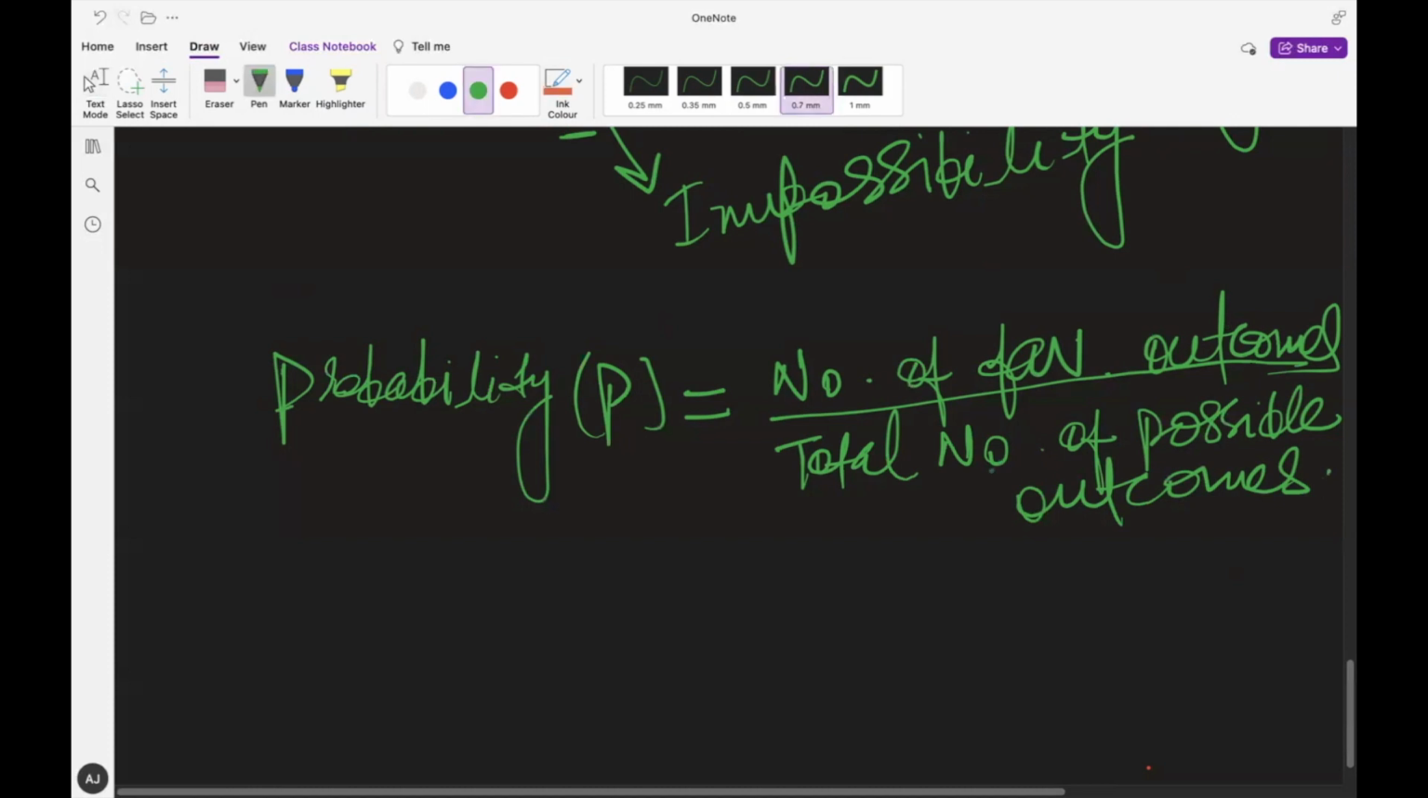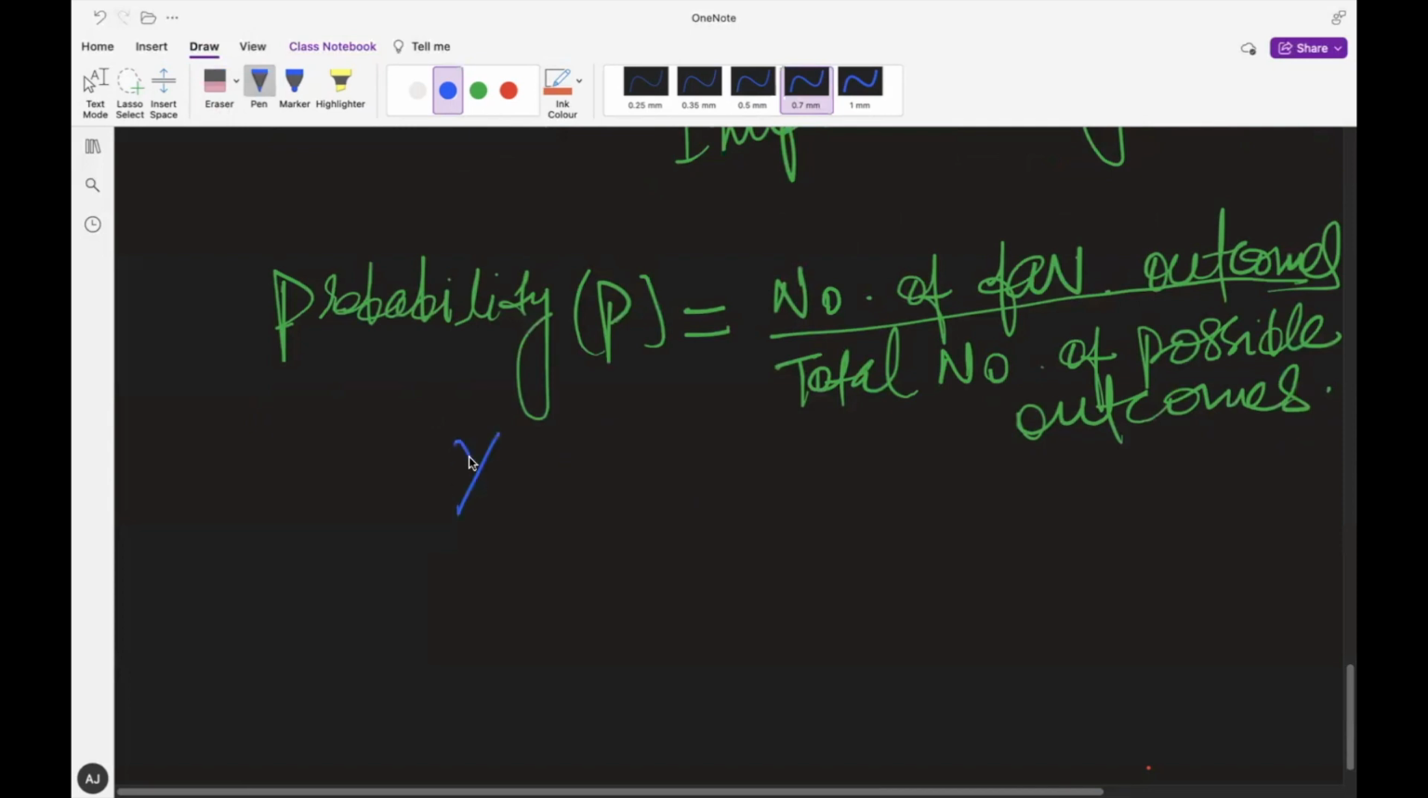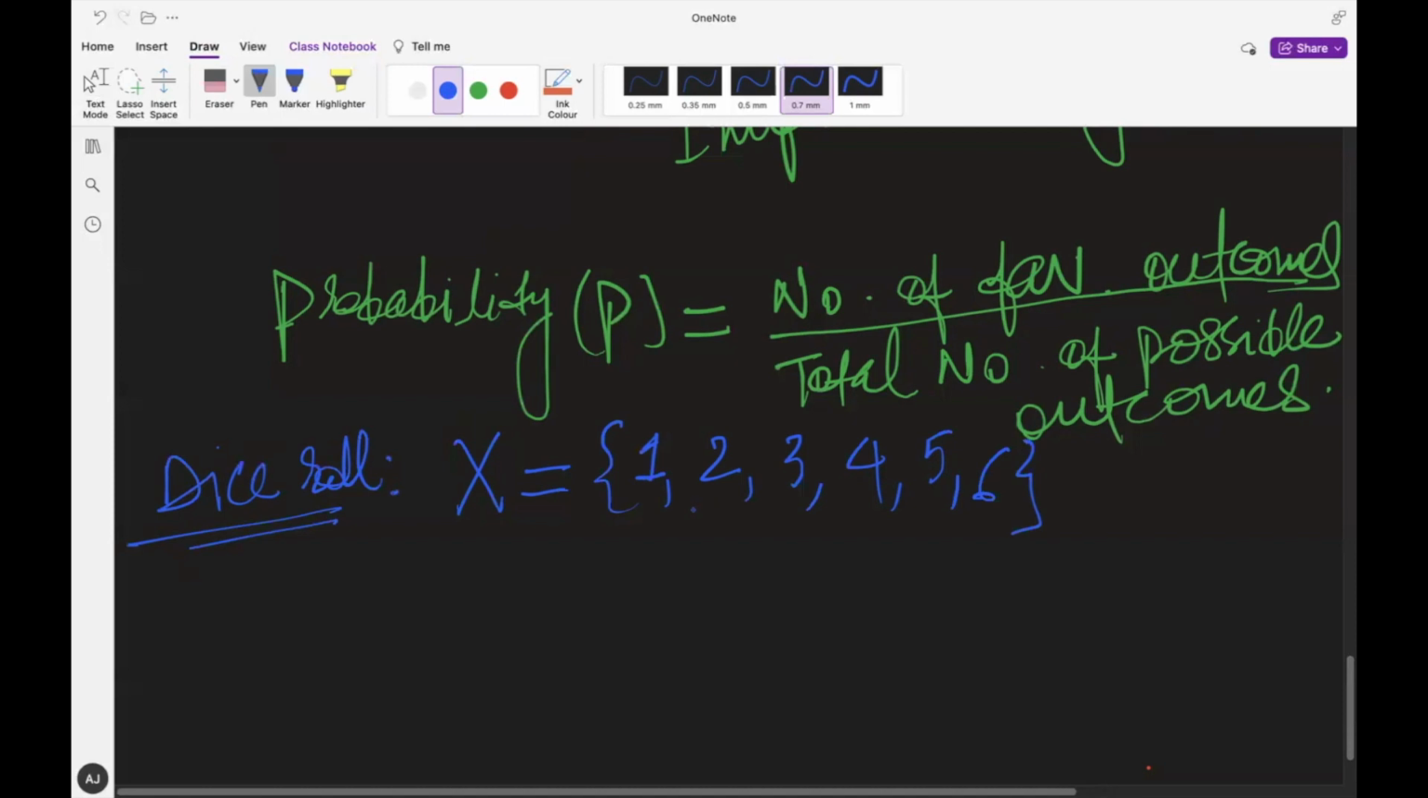So let's stick with our rolling a dice example or experiment. Let's assume X is a random variable which can take a value 1, 2, 3, 4, 5, and 6. This is my dice roll example. Here X is a random variable which can take one of the outcomes of my random phenomenon, which is rolling a dice. So what is the probability that X is equal to 1?